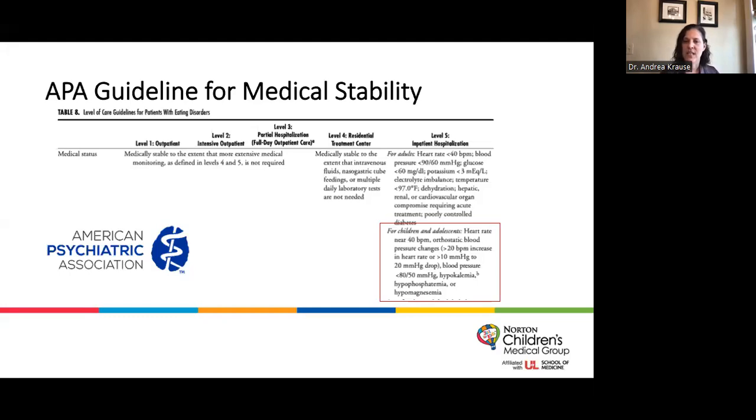Hypokalemia, hypophosphatemia, or hypomagnesemia, because these patients can be total body depleted. It is helpful to get a set of electrolytes in order to see how depleted they are. A lot of times this can be normal. The kids that I most often see them being low in are kids that are purging.